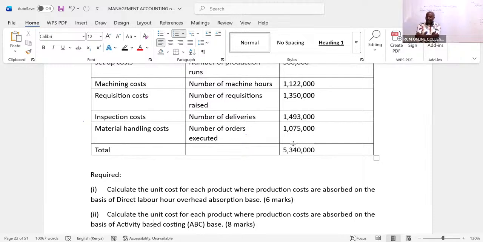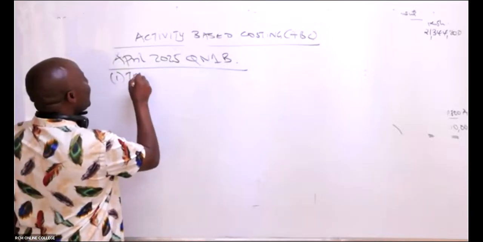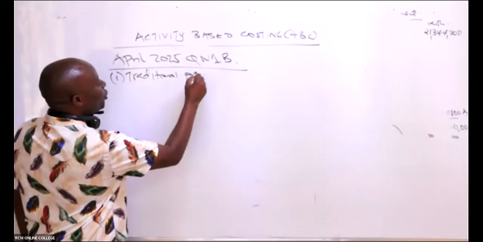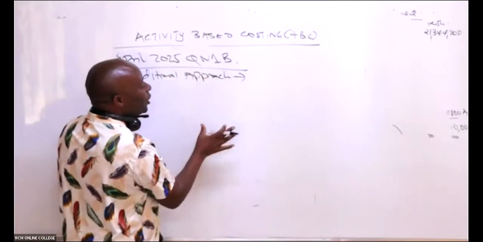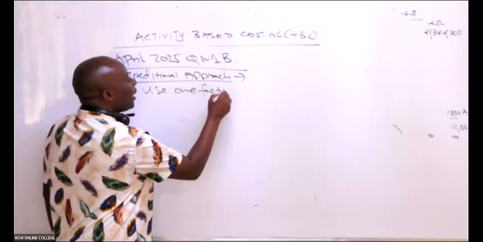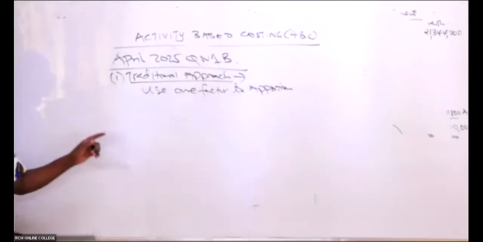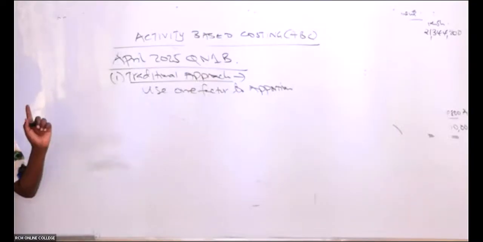So they want me to calculate these costs for each of these products by, first of all, apportioning the entire overhead of 5,340,000 using one cost driver, one factor. So in this case here, number 1, it is a traditional approach. Why am I saying it's traditional approach? Because they have told us to use one factor to apportion. And do we know this factor?